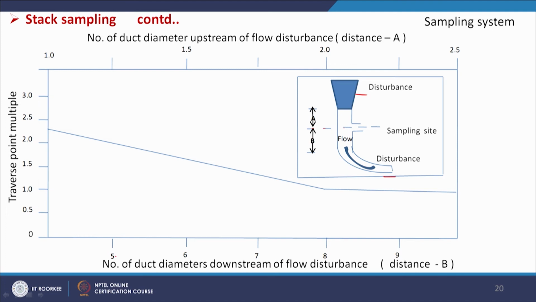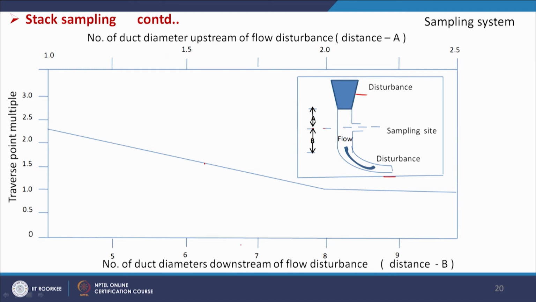Here 5, 6, 7, 8, 9 are nothing but the number of duct diameters. What is the duct diameter? That will be multiplied by that, so 5 into R, 2 into R, like this. A will be the number of duct diameters upstream of flow disturbance. This distance will be the A, that is 1.5, 1. So, for any point we can consider what will be the number of duct diameters upstream and what will be the number of duct diameters downstream.